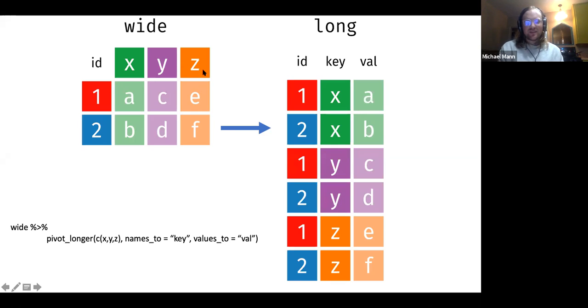First, you need to give the names of all the columns in a vector, so X, Y, Z, that you're going to want to collapse into a column. Then you need to say names to, is basically you're naming what that new column you're creating is called. And then you're also creating one for all the values in there, and we'll call it val. So you run this, it'll take this data frame and turn it into that data frame.